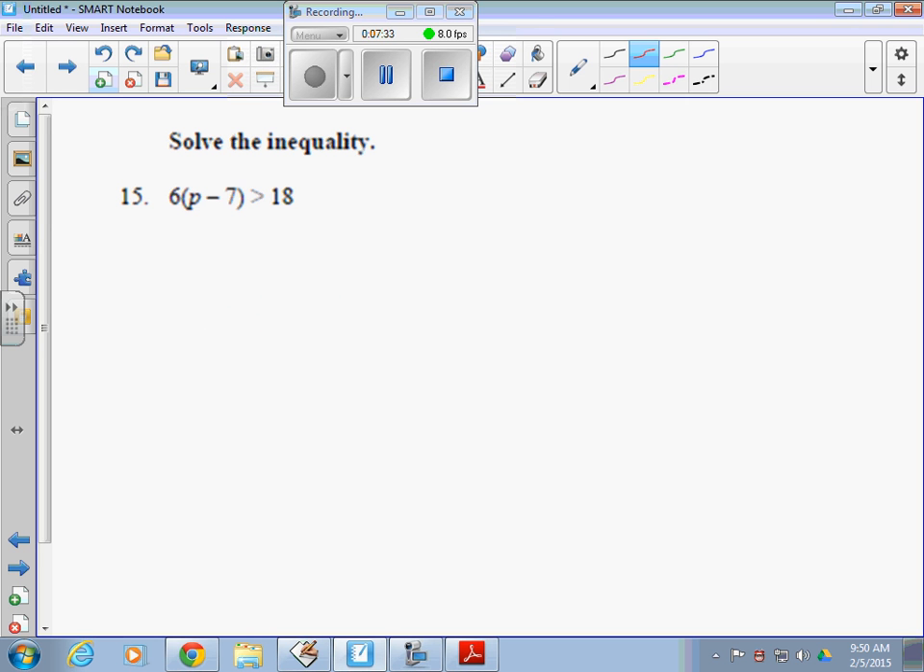Number 15 asks you to solve the inequality. 6 times p minus 7 is greater than 18. First thing, before you try to undo anything, you have to simplify by multiplying. 6 times p is 6p. 6 times negative 7 is negative 42. Is greater than 18. We didn't bring anything across yet.